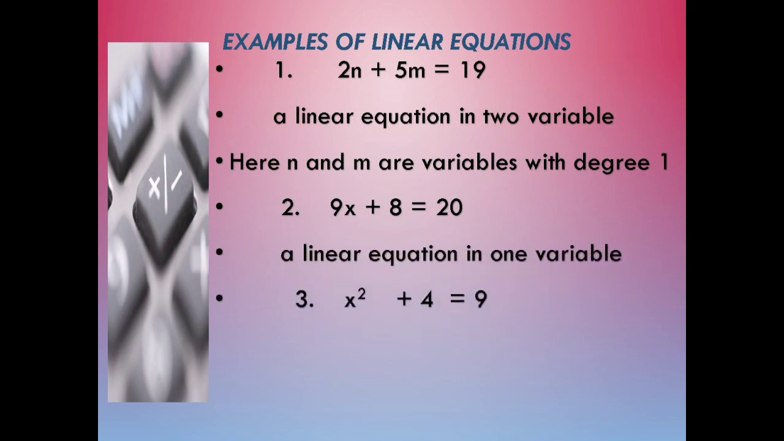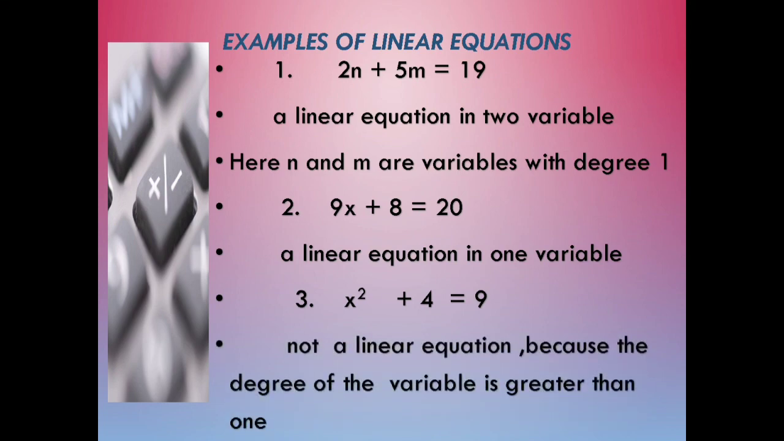Here x square plus 4 equal to 9. Here x square appears, and x has degree 2. So we can't say that this is a linear equation, because the degree of that variable is greater than 1. It is 2. So already we have discussed what is a linear equation, and what is a linear equation in one variable and two variables.